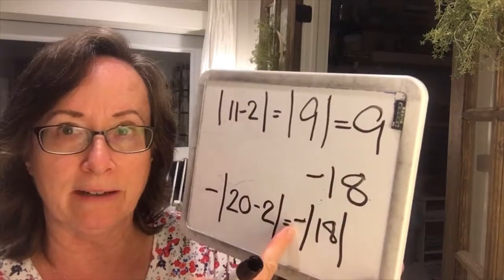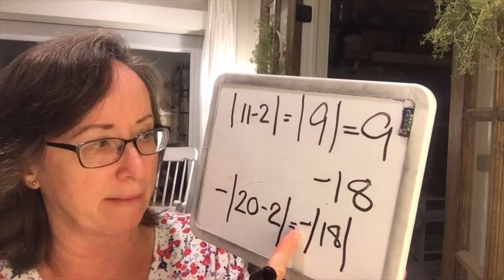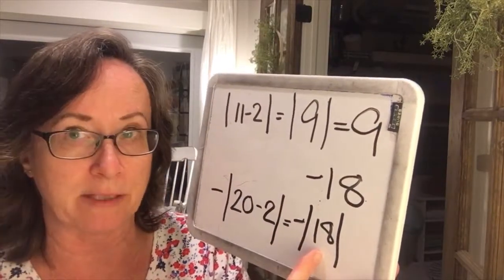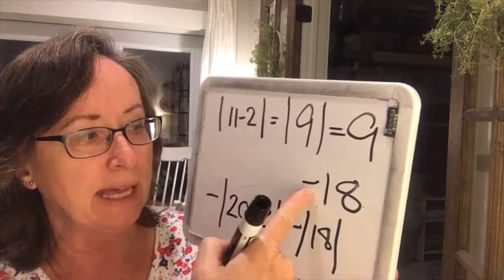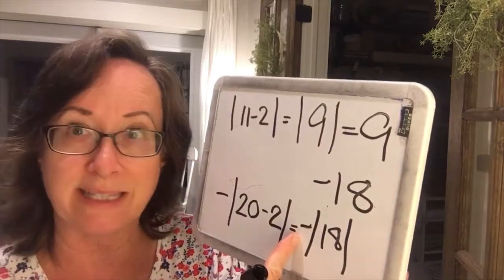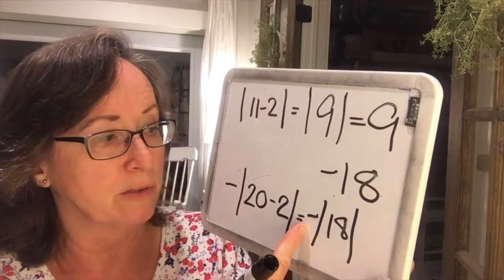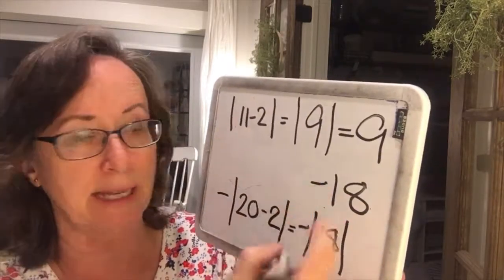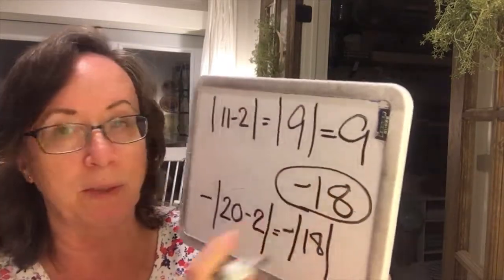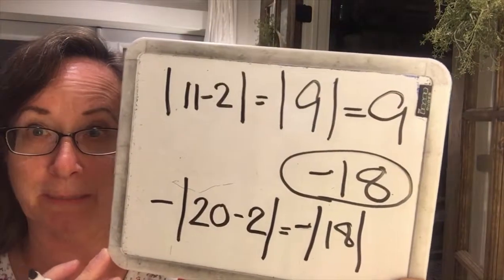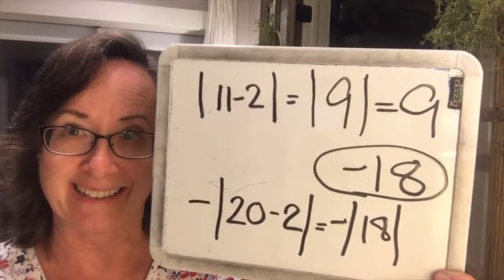This negative out here is unaffected by the absolute value. So we found out the absolute value of 18 was 18. And remember, a negative in front means the opposite of. So the opposite of an 18 is a negative 18. And that would be our answer. So we're going to be doing some of those in our problem set.